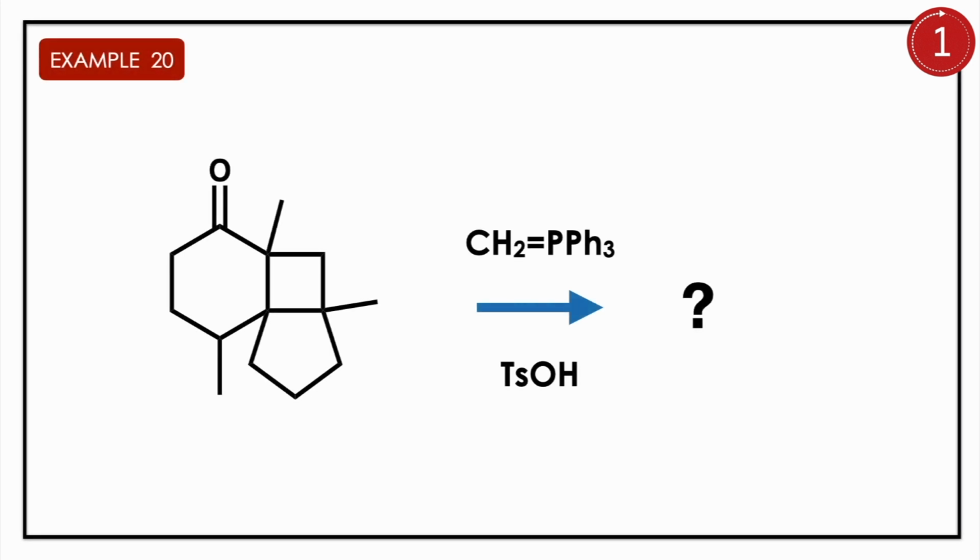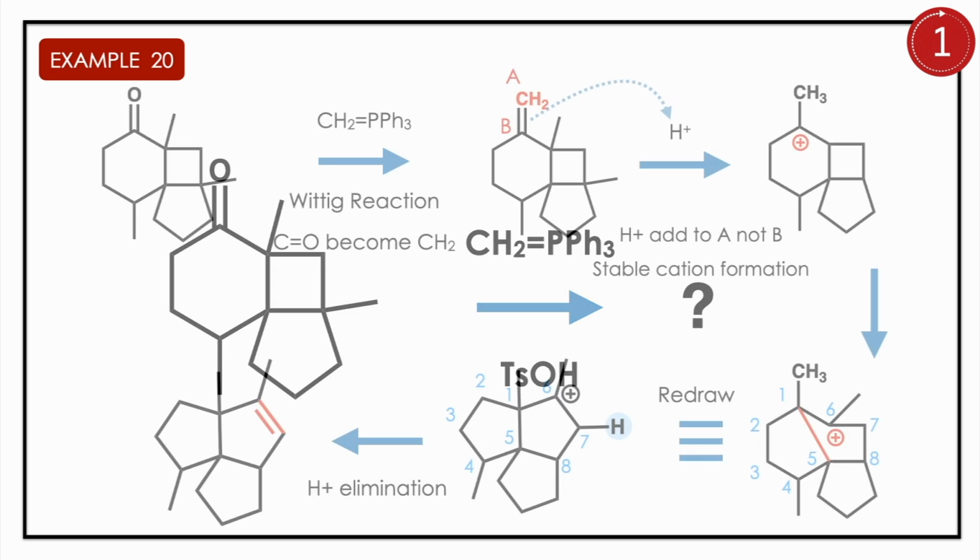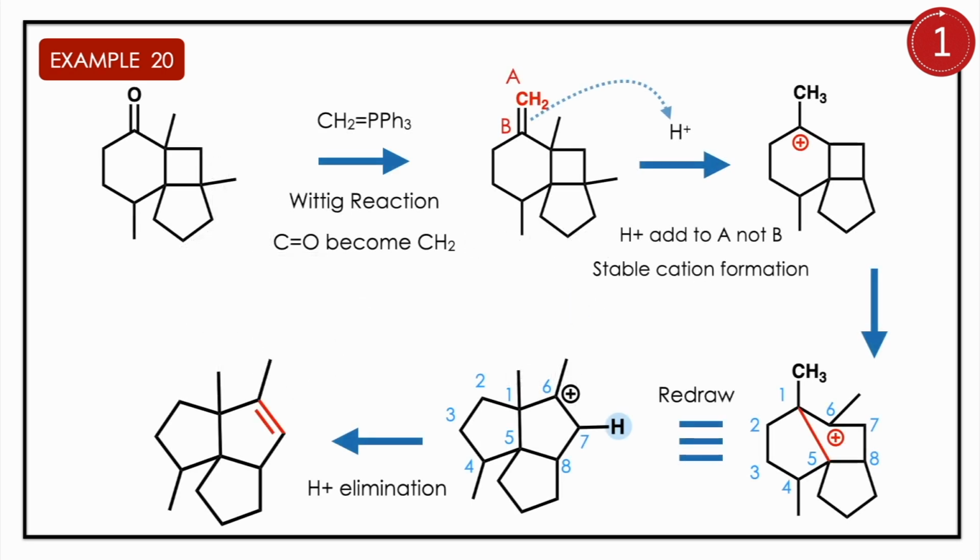Then the next reaction. Here you have cyclohexanone fused with a 4-member ring, a 5-member ring, and a connected methyl group. Further you are using tosyl acid. You should find what will be the final product. Here the alkene is there, the ylide you are using. So straightforwardly you write the alkene there, because the ylide and carbonyl combine to form the Wittig product with phosphine oxide elimination. So C=O becomes CH2 at the first step, then H+ attacks.